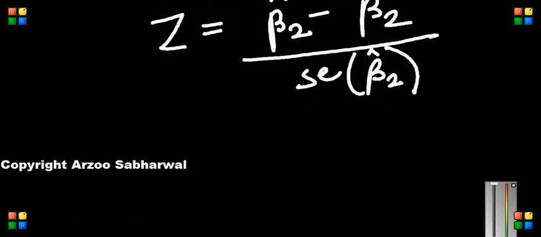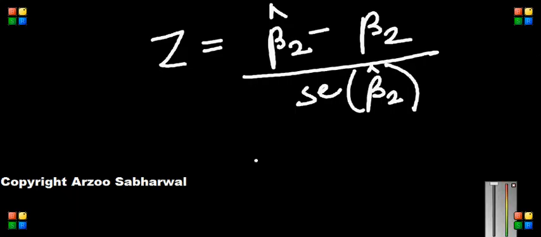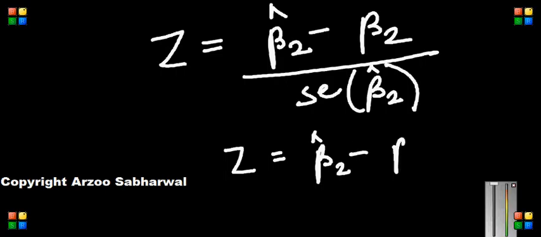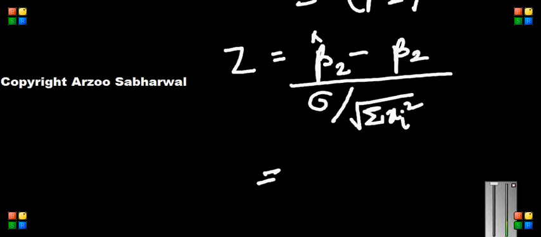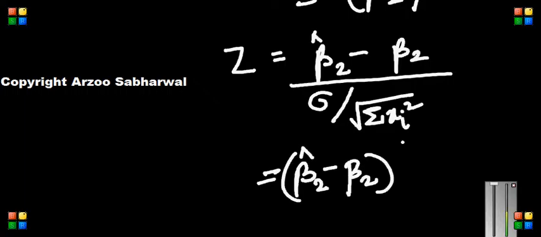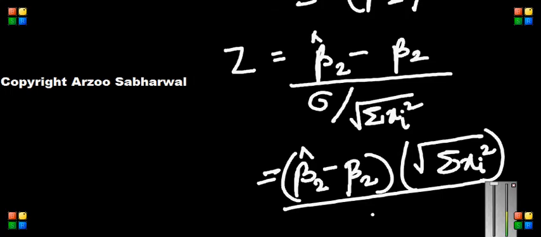And from here I know what the standard error is, so I can write Z is equal to beta 2 hat minus beta 2 upon standard deviation divided by the square root of summation xi square. So from here I know that this is equal to beta 2, right? So this is something that I already know.